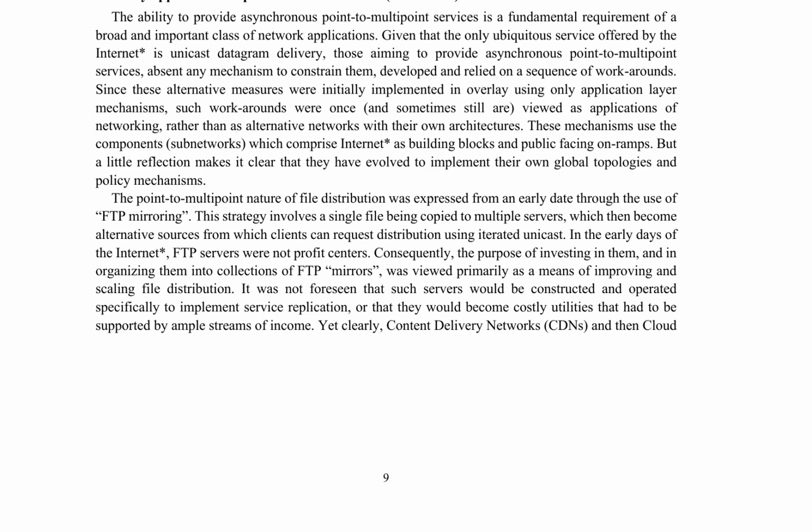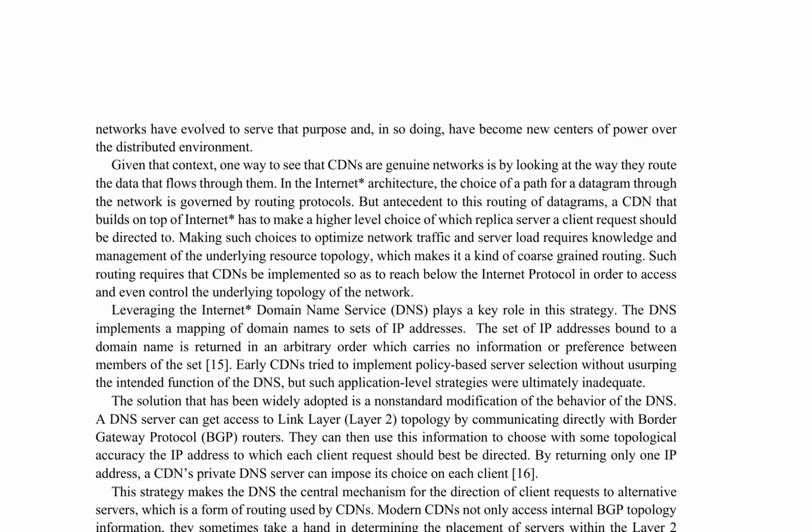CDNs route data by making higher-level choices of which replica server a client request should be directed to, requiring knowledge and management of the underlying resource topology. This involves leveraging the Internet Domain Name Service (DNS), and even controlling the underlying topology of the network. Modern CDNs access internal BGP topology information and sometimes determine the placement of servers within the Layer 2 network, shaping the topology through contractual arrangements with Internet service providers.